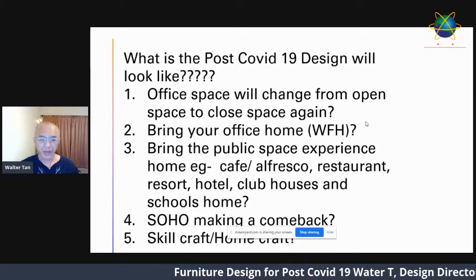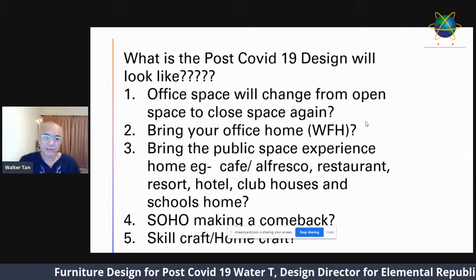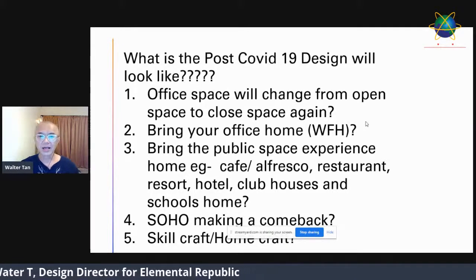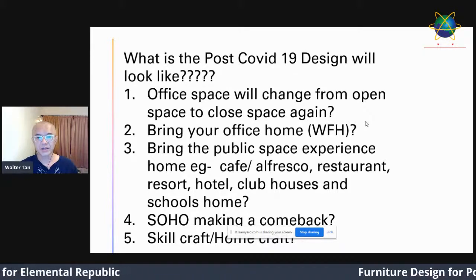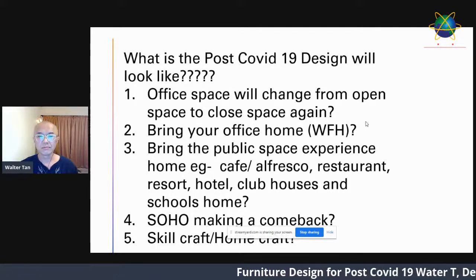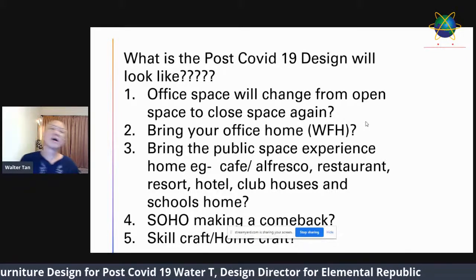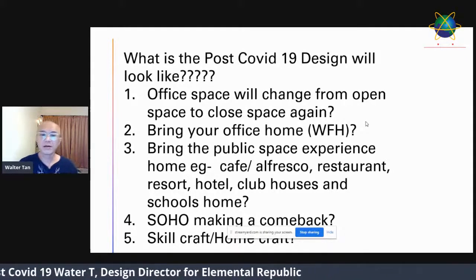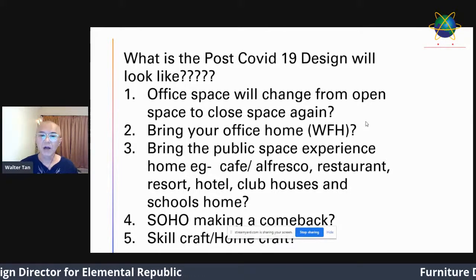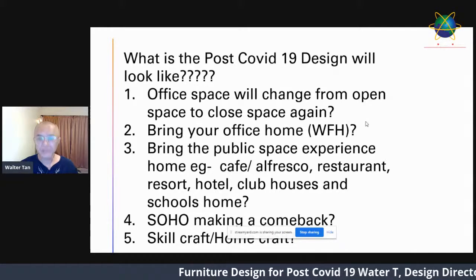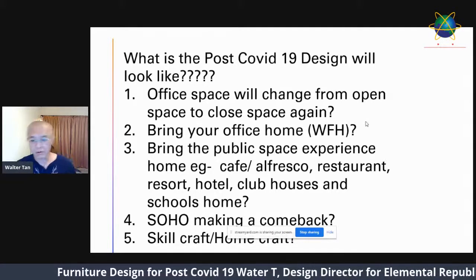And bring the public space experience home, like cafe, office, school, restaurant, resort, clubhouses. You can see the changes now. I might be wrong, but I can see the trend now. People work from home a lot now. Okay, Soho making a comeback. Yes, I would think so.